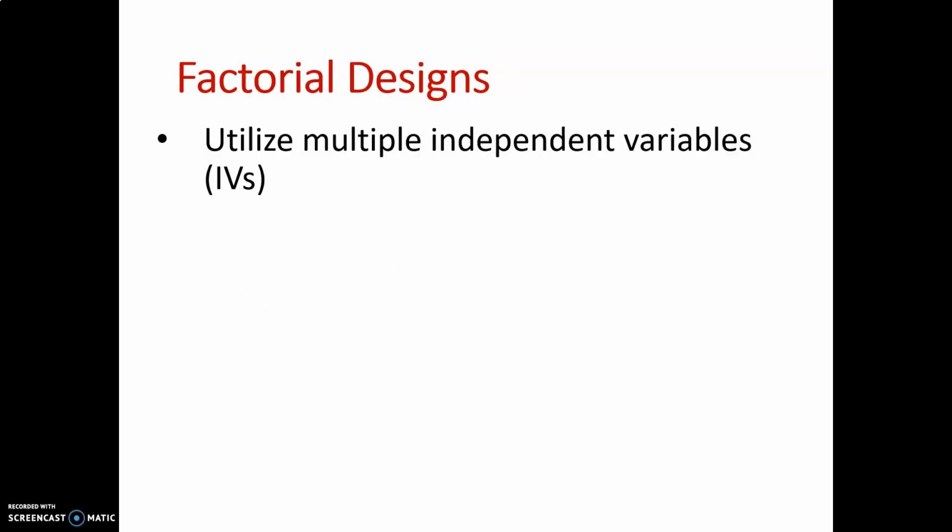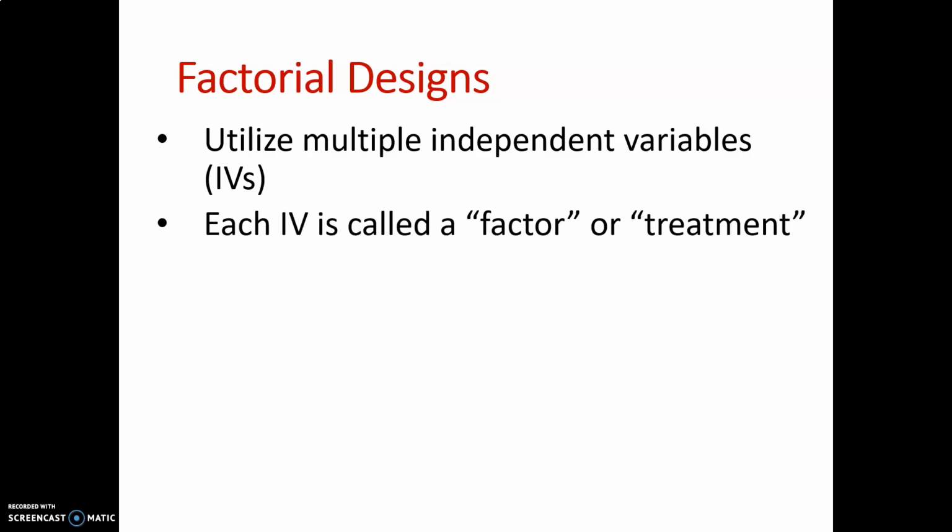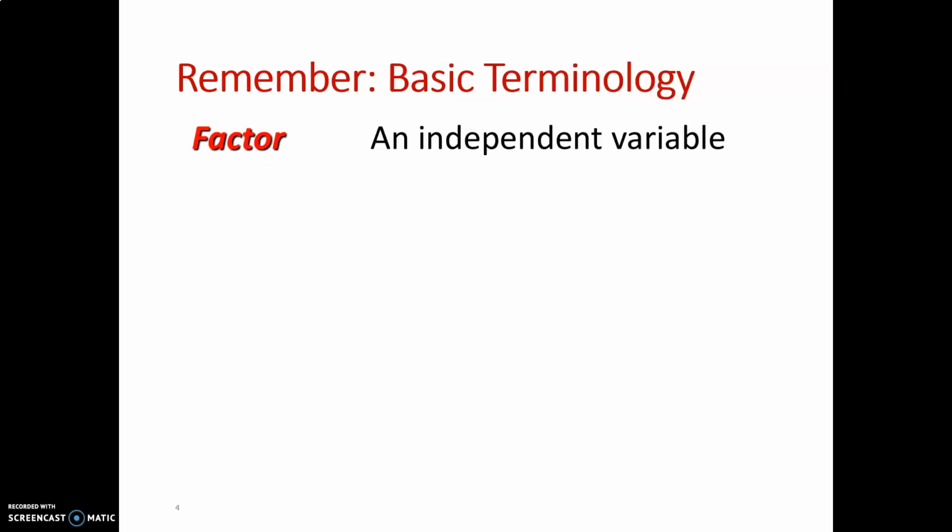Now, what is a factorial design? The primary idea about a factorial ANOVA design is that we're using multiple independent variables at the same time to predict an outcome. In this case, each independent variable is called a factor or treatment. And so if you're remembering what some key terms are from the other ANOVAs we've learned, just doing a one-way ANOVA, between or within, a factor is the word that we use to describe an independent variable.